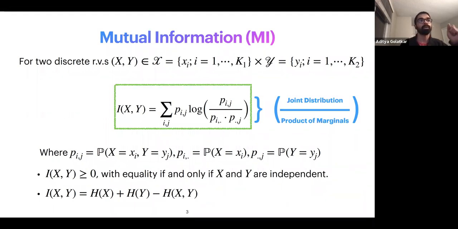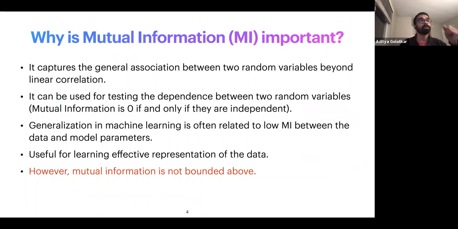Now just note that MI does not make any assumption on the distribution of the data. So it's not like linear, non-linear. It can be general and can be applied to anything. Next slide, please. The question is, why do we care about this?